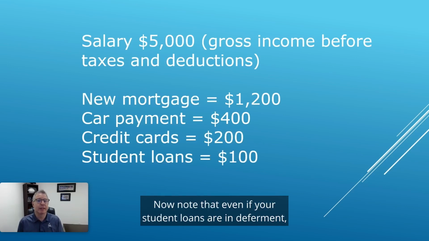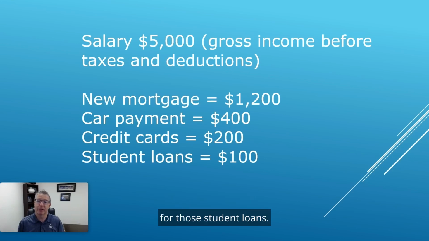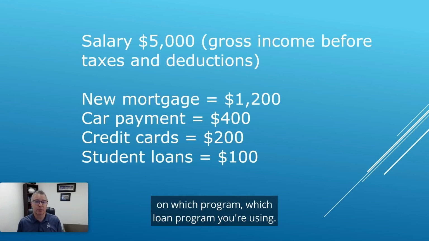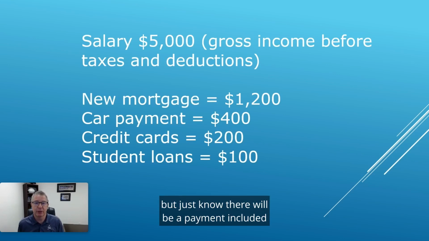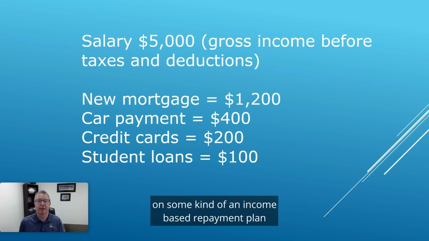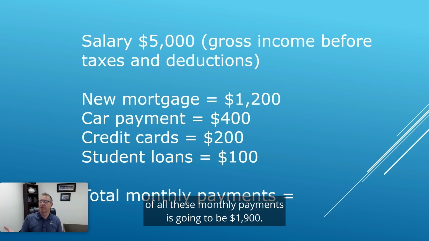Now, note that even if your student loans are in deferment, the lender still has to count a monthly payment for those student loans. The calculation for that is dependent on which loan program you're using. I won't get into that in this video, but just know there will be a payment included for those student loans unless you're on some kind of an income-based repayment plan where you don't have to make a payment right now. So the total of all these monthly payments is going to be $1,900.